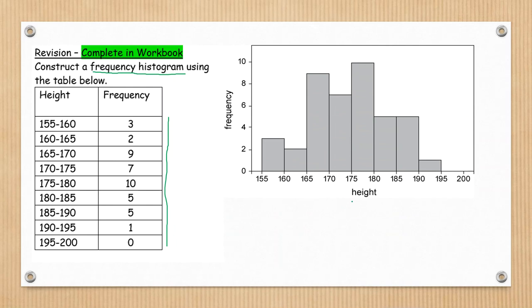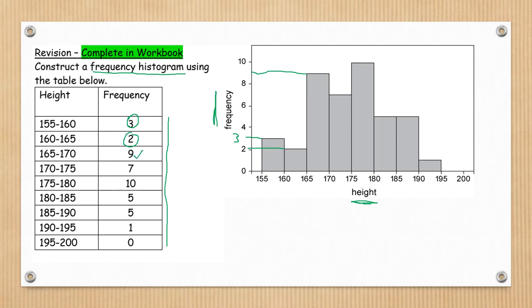So down here we have height, here we have frequency. Vertically, you'll notice that we have 155 to 160, and that corresponds with a frequency of 3, which is in the table. So for 160 to 165, that's a 2. And we have 2 there. So all of these numbers should match up to the table.